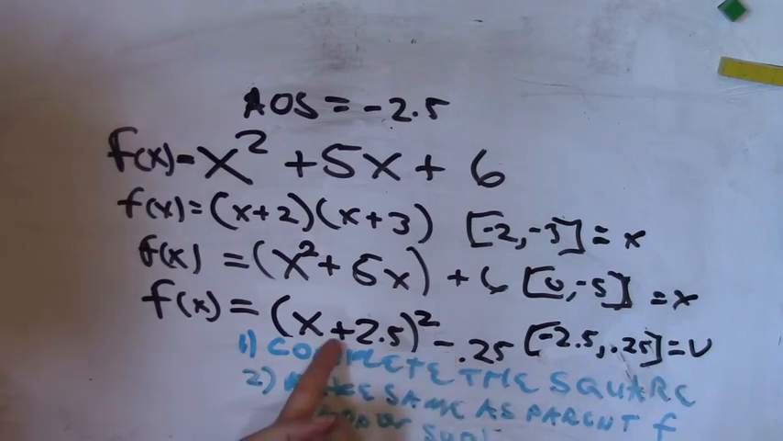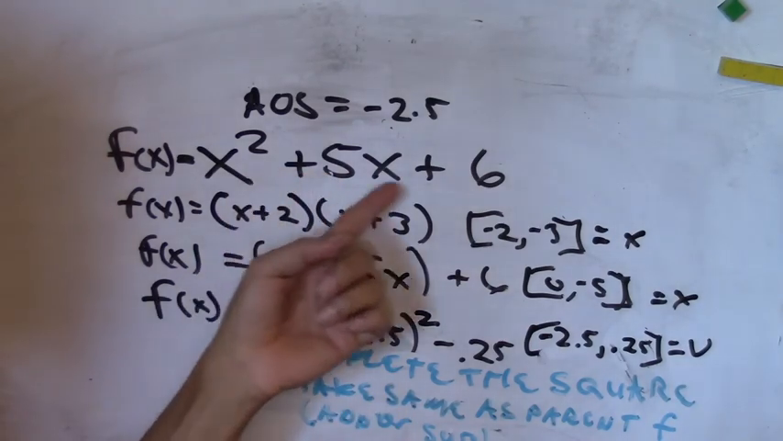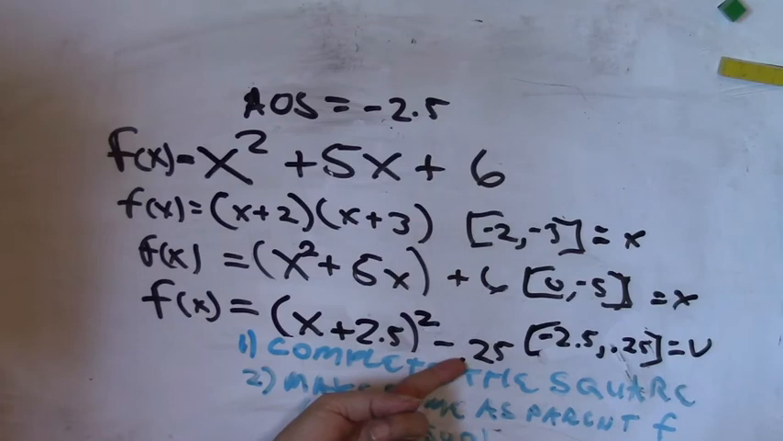Because I had to take away. Well, what's this number squared? This number squared is going to be x squared, 5x, and 6.25, which is not this. It's x squared, 5x, and 6. So I have to take away the 0.25.